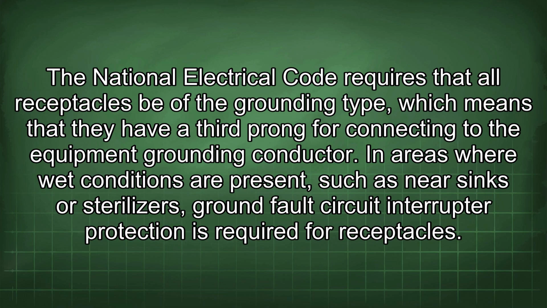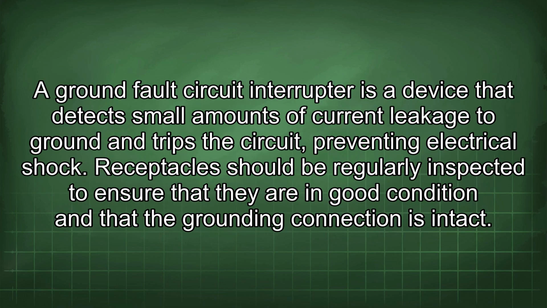In areas where wet conditions are present, such as near sinks or sterilizers, ground fault circuit interrupter protection is required for receptacles. A ground fault circuit interrupter is a device that detects small amounts of current leakage to ground and trips the circuit, preventing electrical shock. Receptacles should be regularly inspected to ensure that they are in good condition and that the grounding connection is intact.